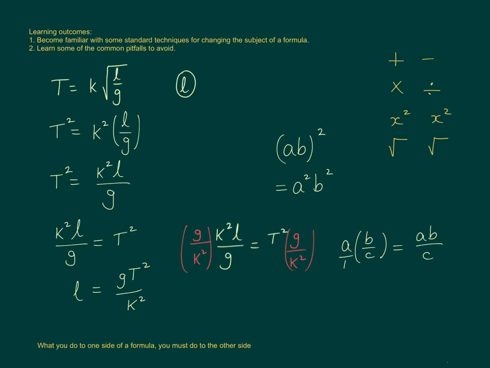Now, just to make it totally clear what we did there, you've got your K squared L over G equals T squared. We have divided both sides by K squared, and we have multiplied both sides by G. So you eliminate the G's from the left, and you eliminate the K squareds from the left, leaving you with just L on the left, and then T squared times G over K squared on the right.